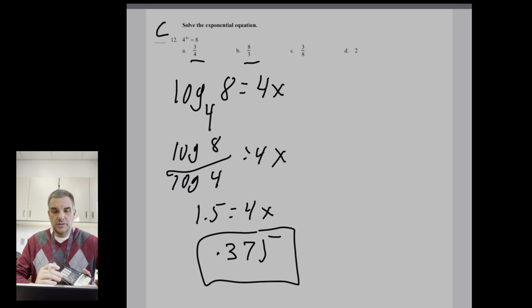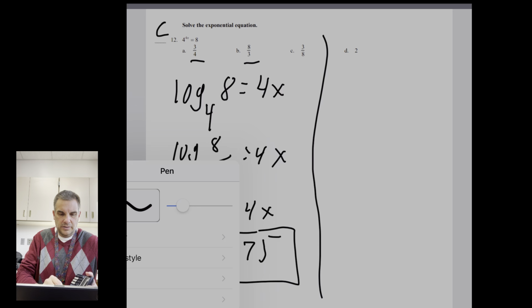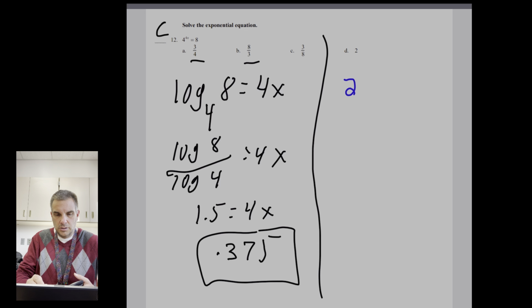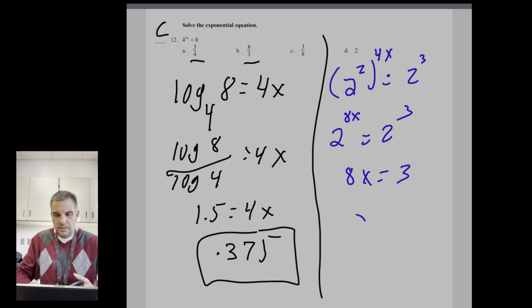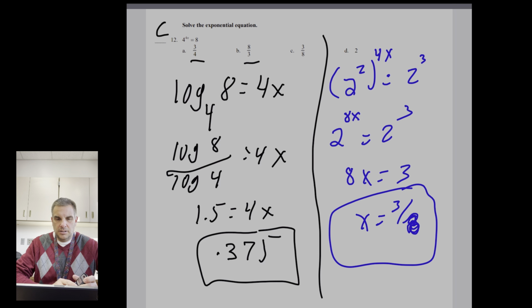The other way you could do this one is you could get the bases the same. So 4 is 2 squared, so that would be 2 squared to the 4x. So this would be 2 to the 8x equals, and 8 is 2 cubed. So 8x equals 3, x equals 3/8. Either way works. Either way, you get an answer of C.